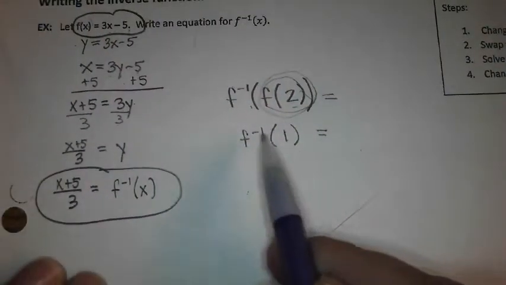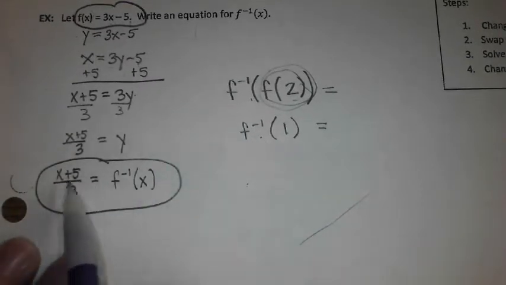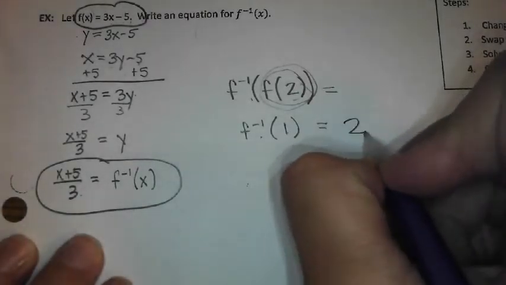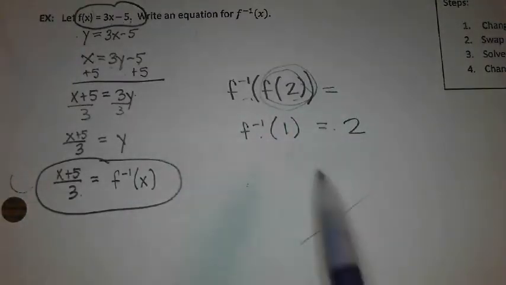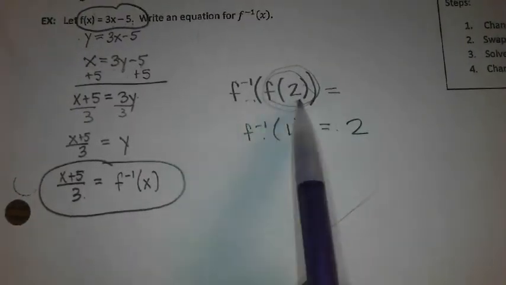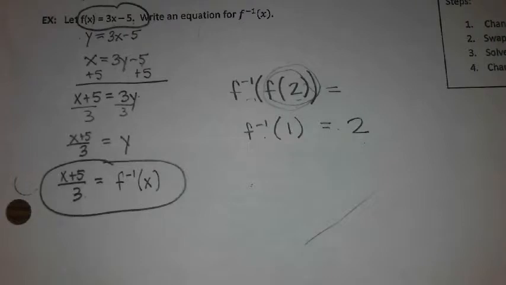Now if I plug 1 into the f inverse function, what's 1 plus 5? 6. 6 divided by 3? 2. Do you see how this equaled 2? Because they're inverses of each other. So when I compose them, I get back what I started with. Think of that leather and lace going in, turning into a football, throwing that football into another machine, and it rewinding it back to leather and lace. Yes?